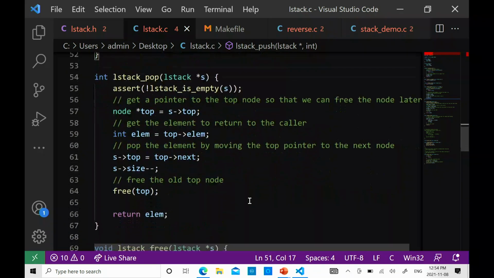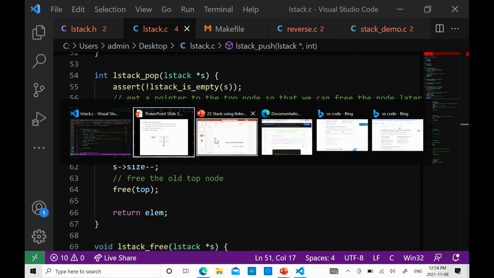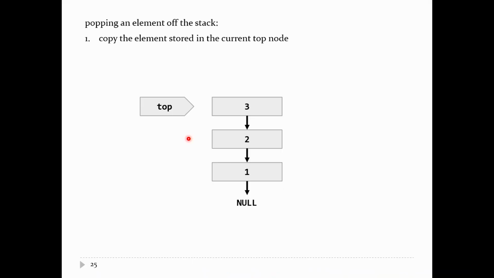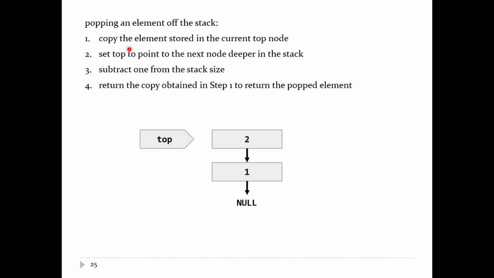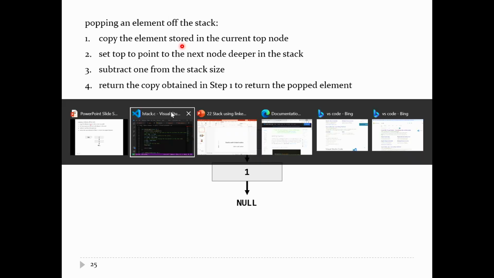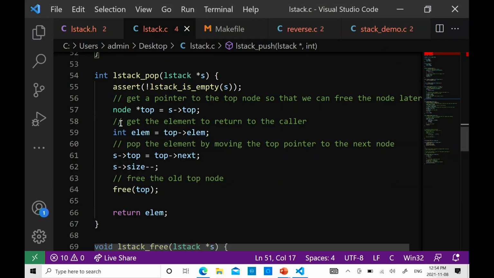Now, what about pop? So you just go back to the slide, popping. So I need these steps here. I want to copy the element stored in the current top node. I'm going to grab a pointer to the top element in the stack. So there's something else here that's missing, right?